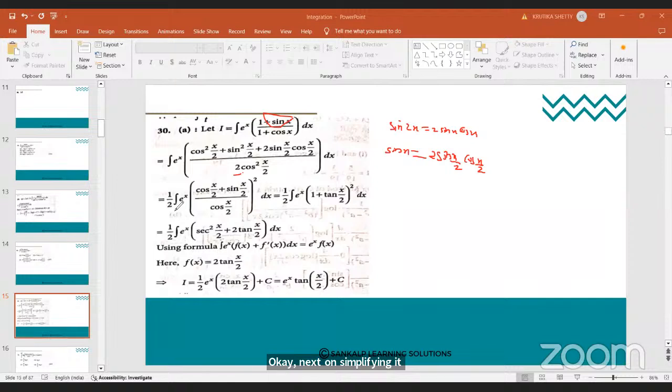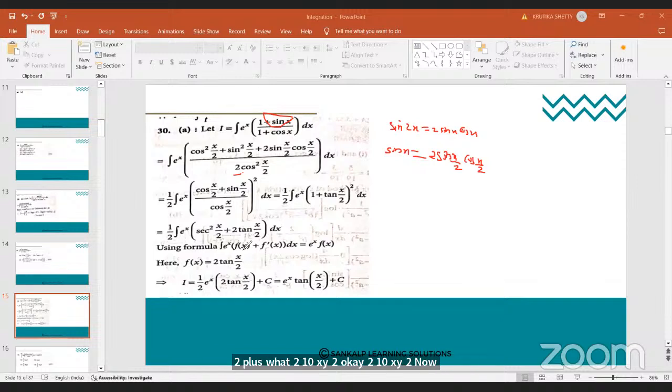On simplifying it further, we get 1 by 2 integration of e raised to x. The cos x by 2 and 1 square term will cancel, and sin x by 2 upon cos x by 2 will be tan x by 2, whole square, dx. Next we can simplify it further: 1 by 2 integration of e raised to x, sec square x by 2 plus 2 tan x by 2.